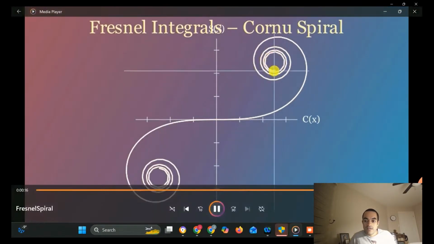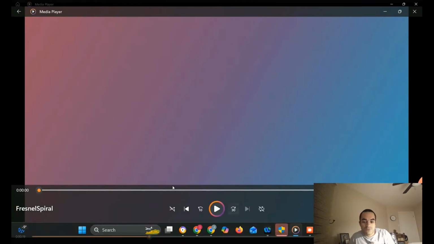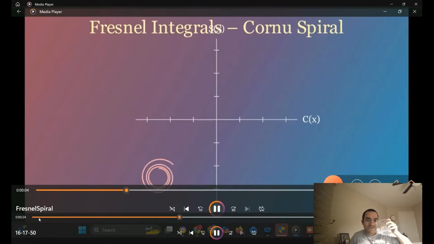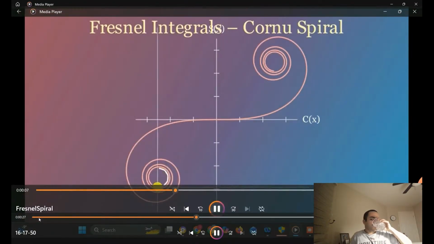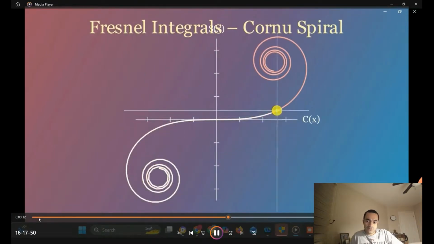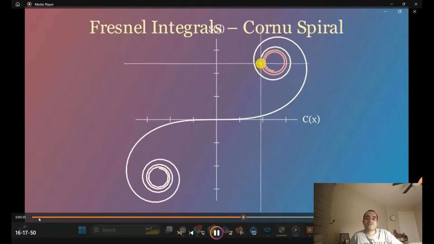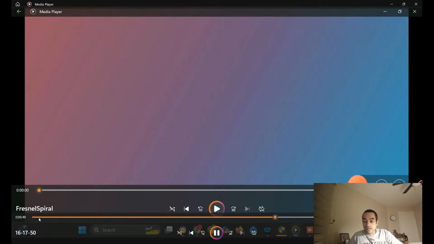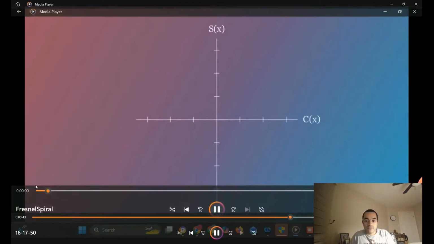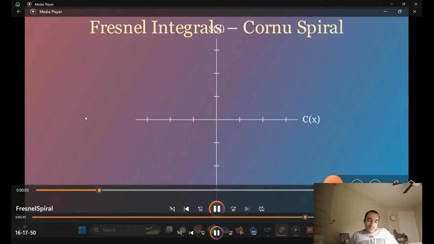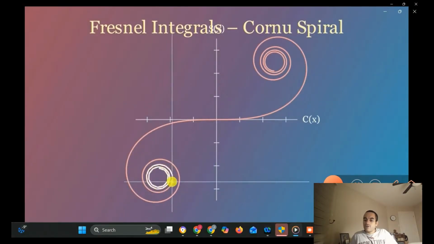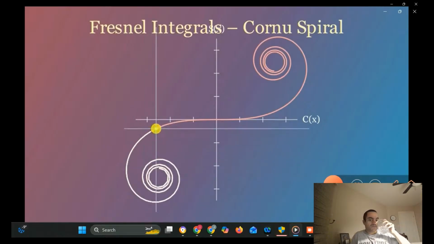On the x-axis, we have something called capital C of x, that's the cosine Fresnel integral. If you're paying attention on the shared screen, in the simulation that I've modeled here, C of x is the cosine axis, capital S of x, and the y-axis is the sine axis. What ends up happening with Fresnel integrals is that they form these double spirals. The lower spiral is located in the bottom left corner, and the upper right corner is the upper spiral.